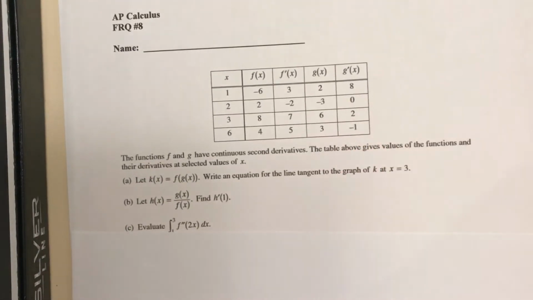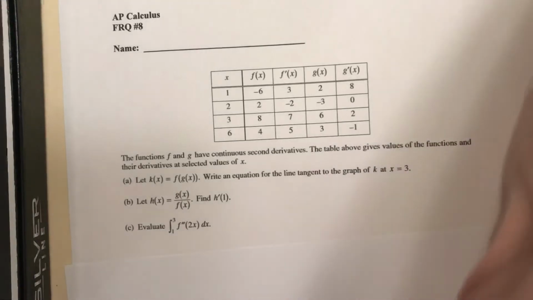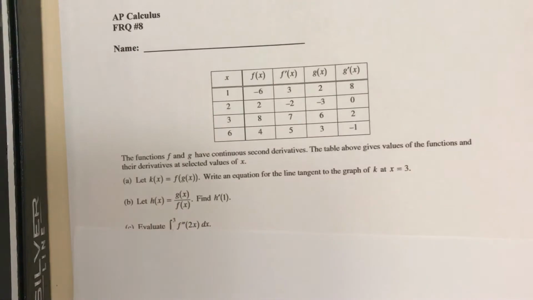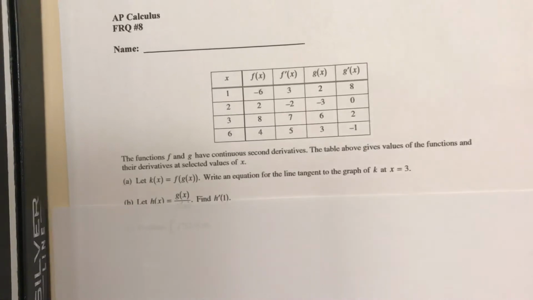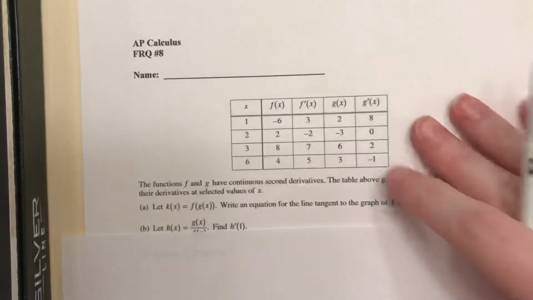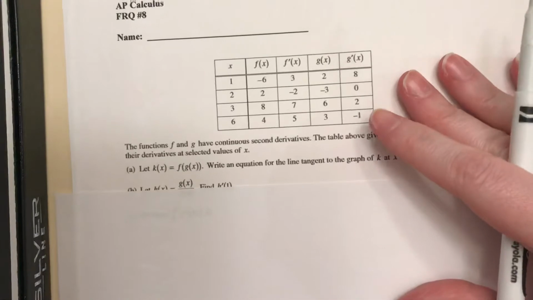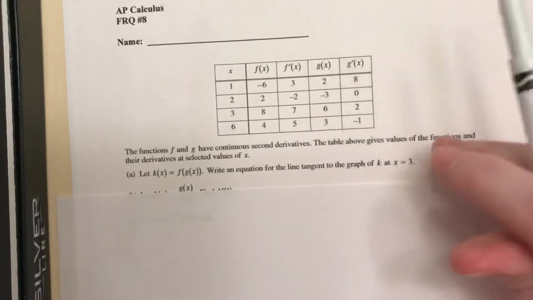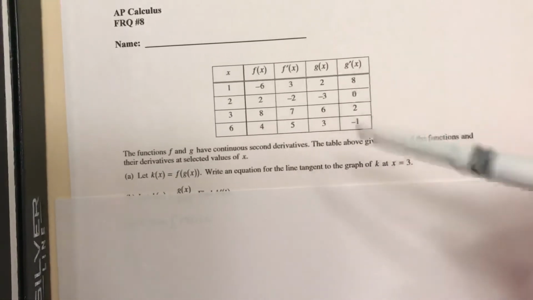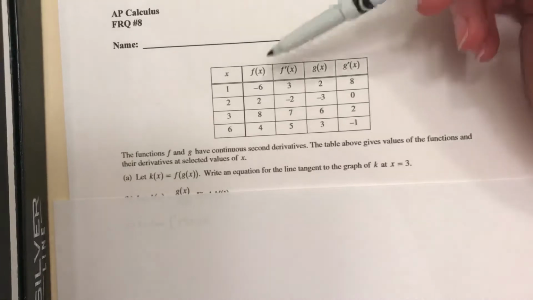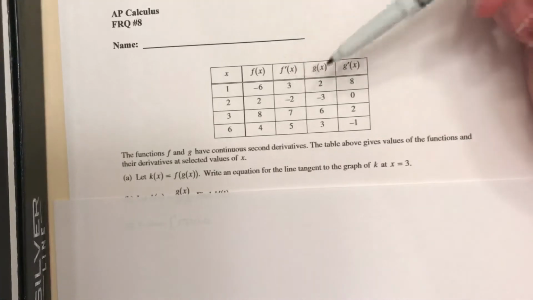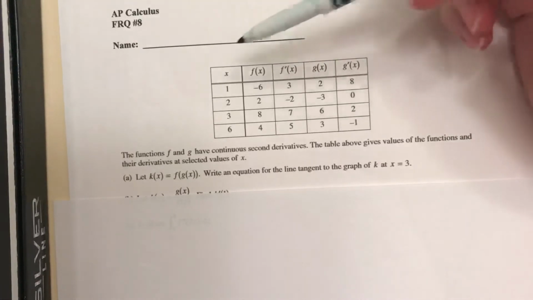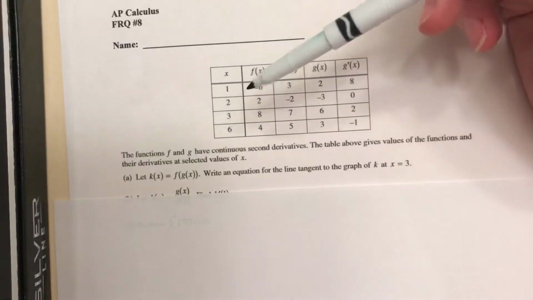Okay, so now we're on FRQ number 8. This is a non-calculator question. And it's probably one of my favorite FRQs to do because it involves chain rules and quotient rules and using a whole lot of this chart up here. So let's get started. Looking at this chart, we've got f of x, f prime of x, g of x, and g prime of x at various values of x.